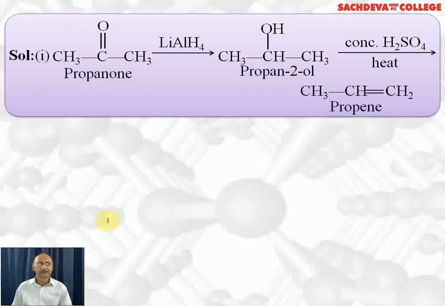metanitrobenzyl alcohol. Propanone to propene: first we reduce it to propanol. With the help of lithium aluminum hydride, we will get propan-2-ol. After reduction, we want to carry out dehydration. OH from one carbon, H from the adjacent carbon will be removed. We get propene using concentrated sulfuric acid, on heating.